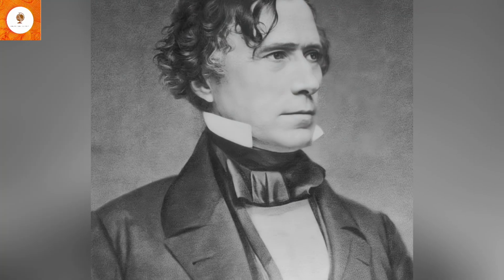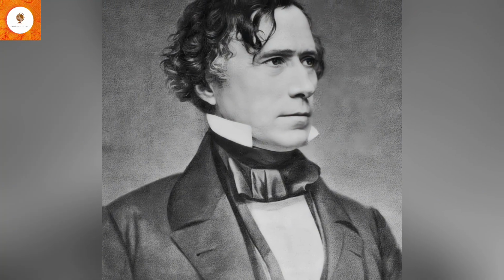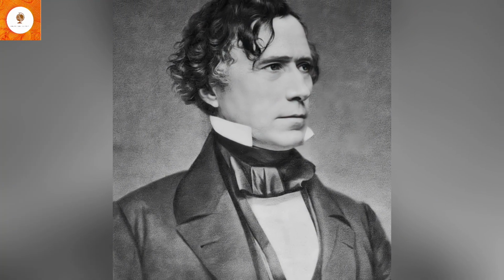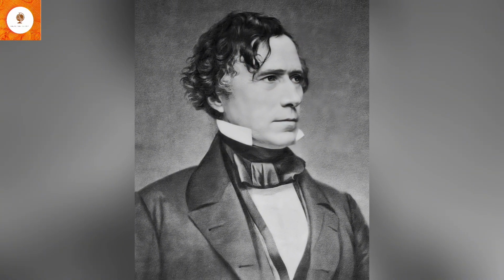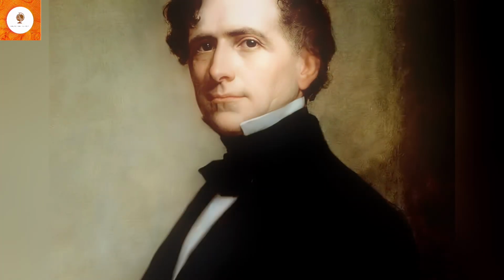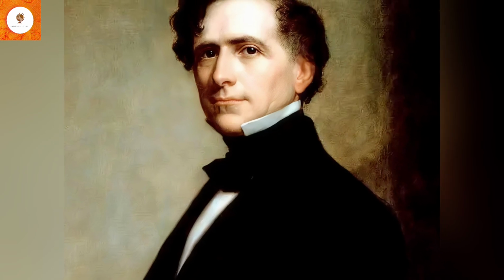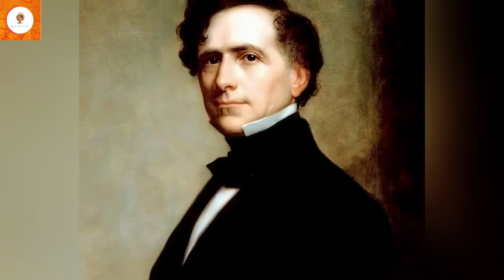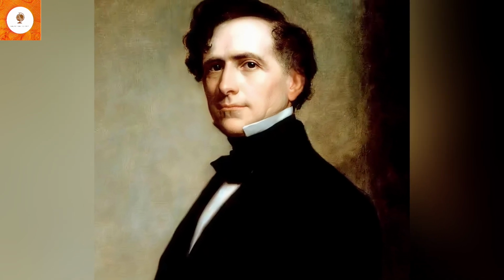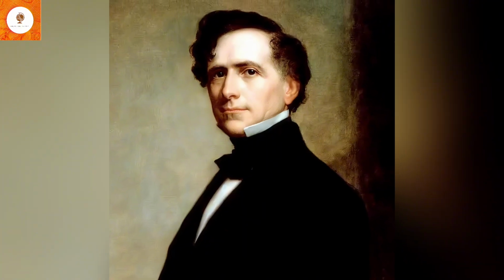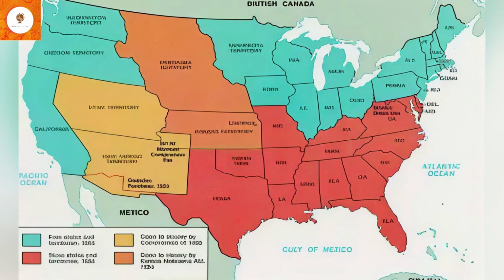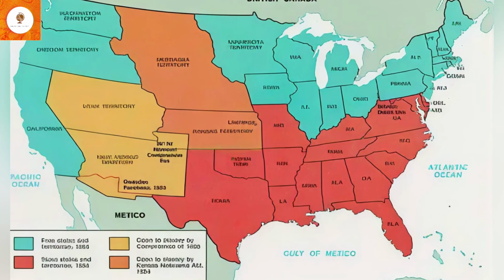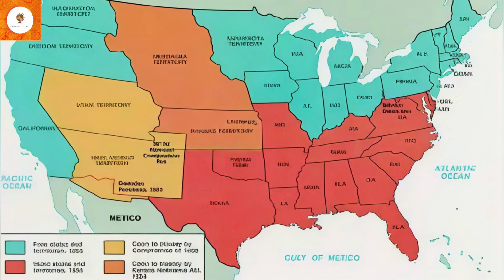5. Franklin Pierce, 1853 to 1857. The president who poured fuel on a nation in flames. Franklin Pierce promised unity when America was cracking apart over slavery. He was weak, indecisive, and easily manipulated. His greatest catastrophe was the Kansas-Nebraska Act of 1854. This law allowed new territories to choose slavery, overturning decades of stability.